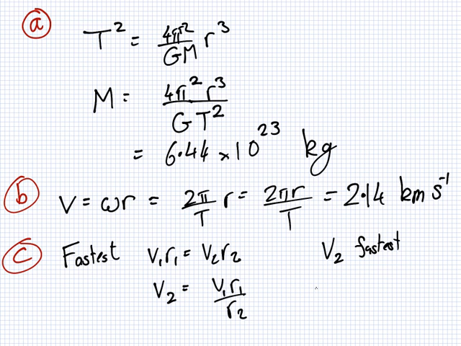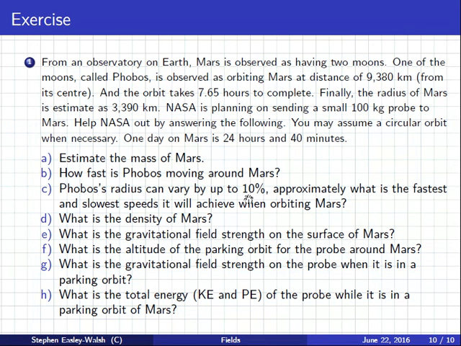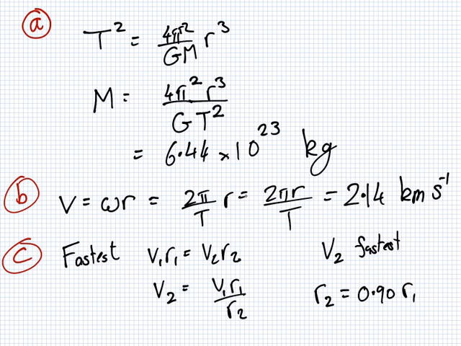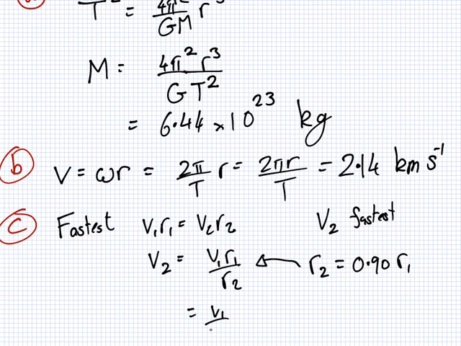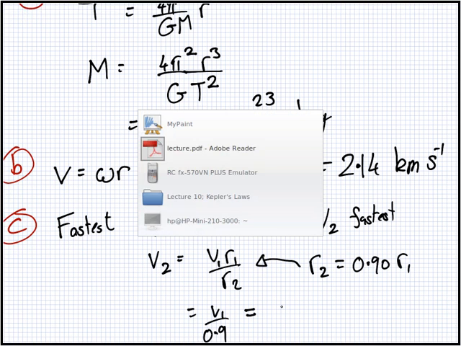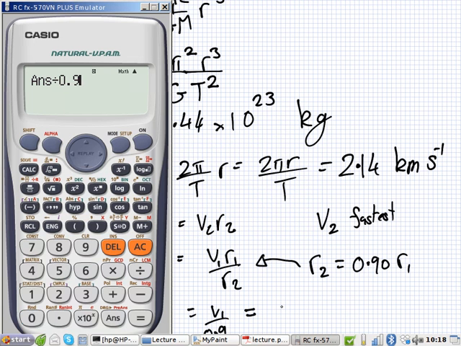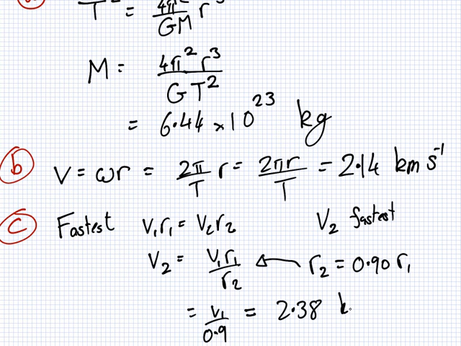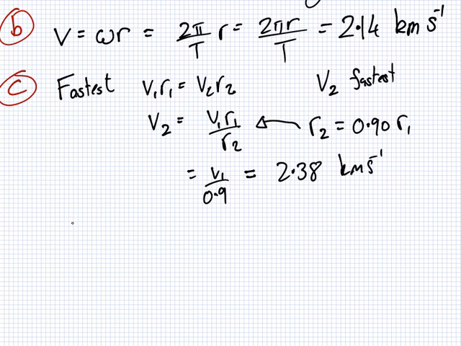So we want a situation when r2 is at its smallest, and the smallest r2 can be is 90% of r1, because in the question I said the radius can change by up to 10%. So if we just plug that in there, then the fastest it will go will be 2.14 divided by 0.9, 2.38. That's the fastest it can go. Now, what about the slowest?